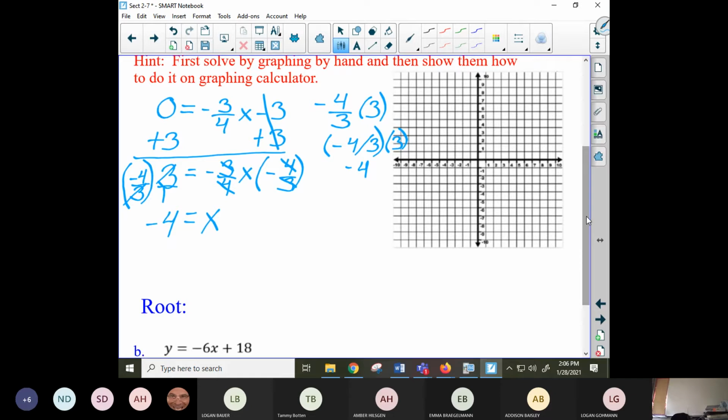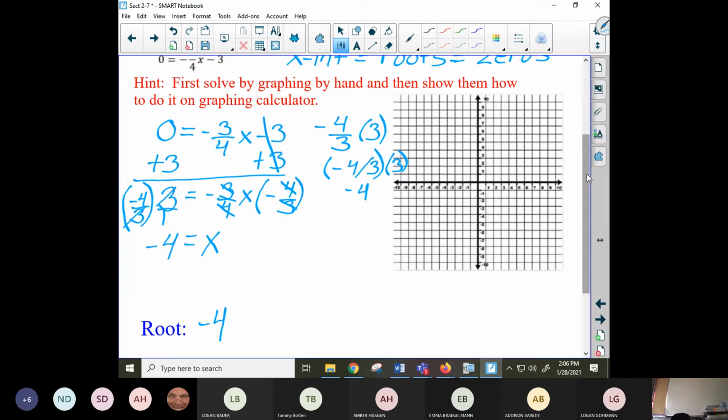So a root, a 0, and an x-intercept are asking you for the same things. And they'll ask you for 3 different things today, but they're all talking about the same thing. So that is one way that you can solve it. The second way that you could solve it is to use graph paper.